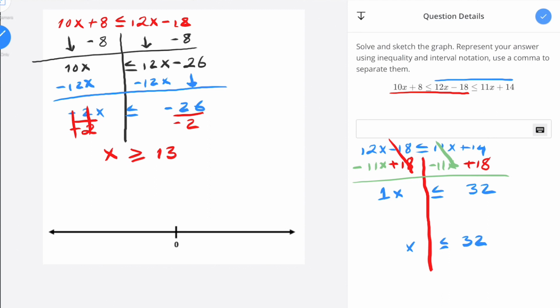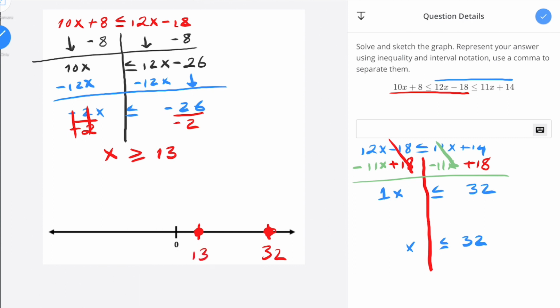All right, next we are going to sketch the graph for this. Somewhere on the number line is a 13 to the right of the 0. And the 13 has a closed inequality, which means it's a closed circle. Okay, and somewhere on the number line is a 32, which is to the right of 13 because it's bigger. And it's also a closed circle, closed inequality.